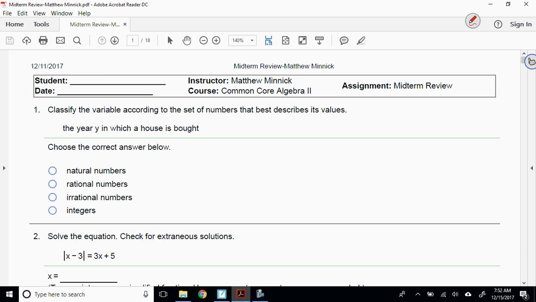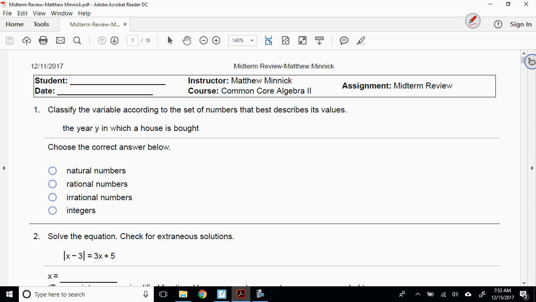Number 1, the year that a house is bought. A house could be bought in 1900 or 1901 or 1902 or 2017. If you think about them, the answer we're looking for is natural numbers. Natural numbers are rational. They're definitely not irrational. You wouldn't buy a house in the year the square root of 10,000. Well, maybe, I don't know if 10,000 is a perfect square. If it is, maybe you would then. But anyway, the square root of 2 doesn't make sense. In integers, we usually don't have negative times. So number 1, the right answer was natural numbers.